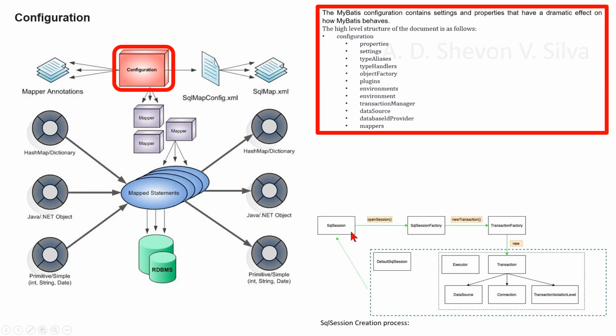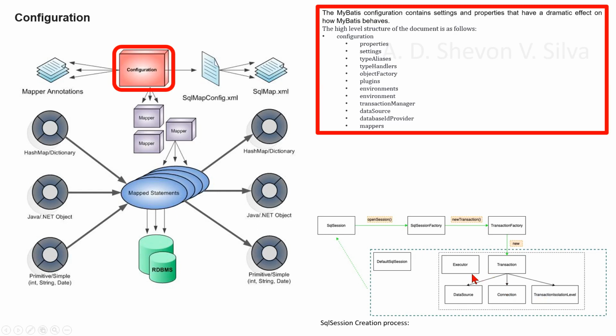SQL session is connected to SQL session factory via open session. SQL session factory is connected to transaction factory via new transaction. Transaction factory is connected to transaction via new. Here, transaction is connected to default source connection and transaction isolation level.